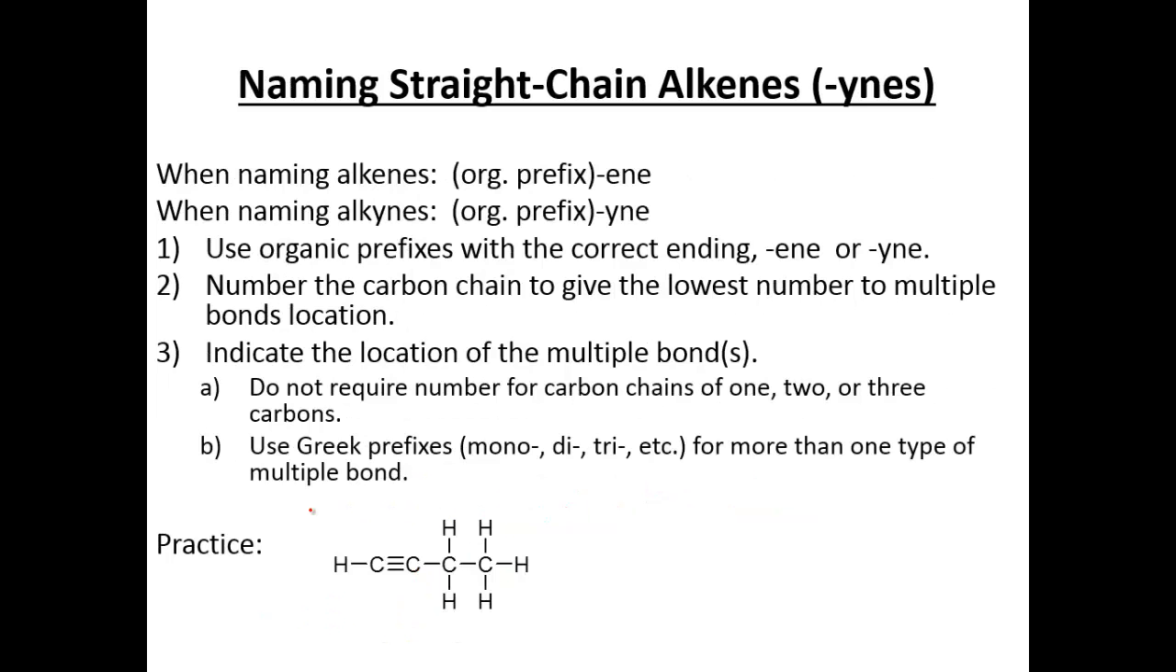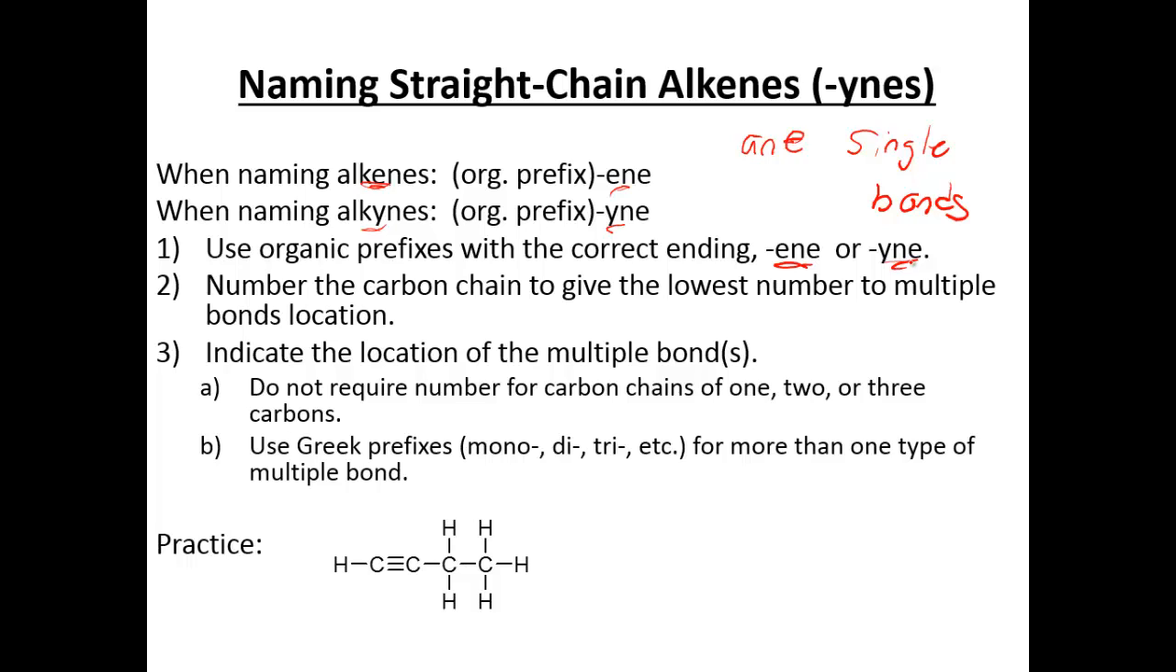So when naming these, the suffix ene is for alkenes, yne for alkynes, and then remember alkanes, ane is for our single bonds. So when we look at these, we're going to use the organic prefixes with the correct ending, ene for double, yne for triple bonds, so double and triple bonds. Number the carbon chain to give the lowest number to the multiple bond location. Indicate the location of the multiple bonds.